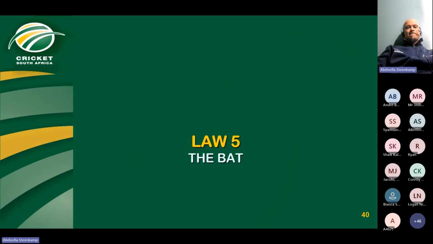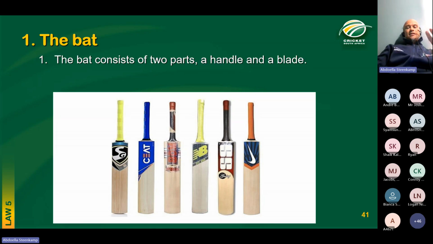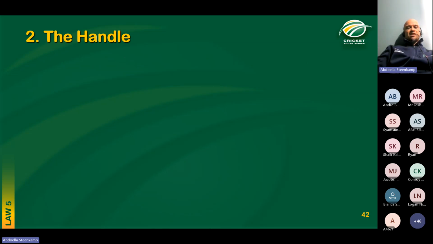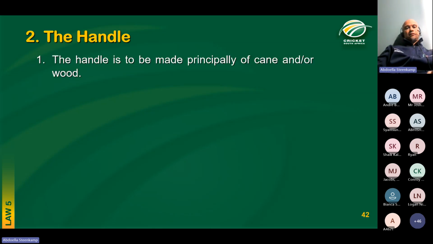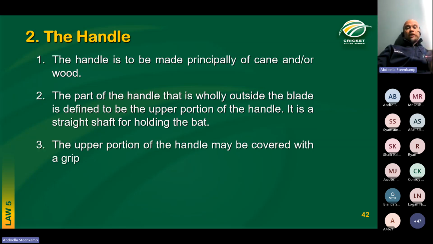Last law that I'm covering is the bat. Bat's two parts, handle and a blade. Let's first cover the handle. So when it comes to what the handle can be made of, the law says it can be made of cane or wood. Then the part of the handle that is wholly outside the blade is defined as the upper portion of the handle. And the law allows for the upper portion to be covered with a grip.